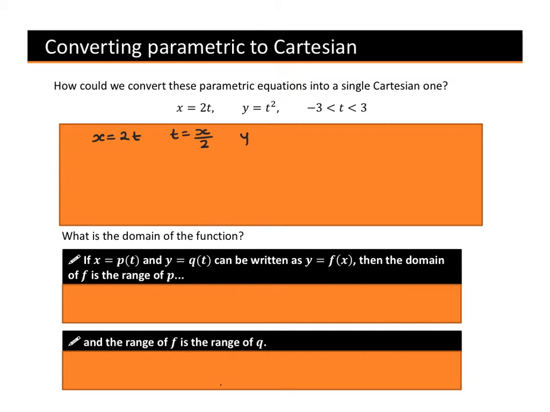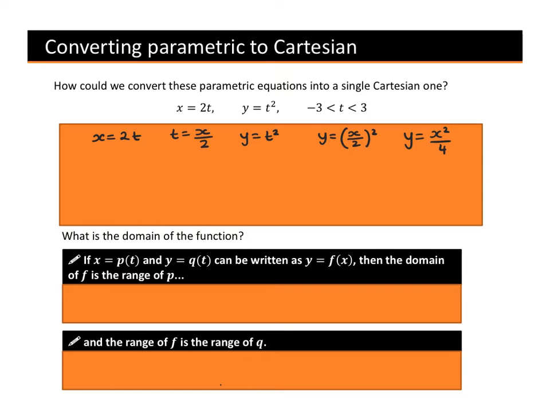I know that y equals t squared. So I can substitute in y equals x over 2 squared. So I know that y equals x squared over 4. So here we go. I have now converted my parametric equation into Cartesian form. It's as simple as that.